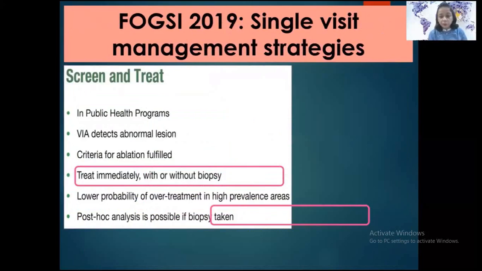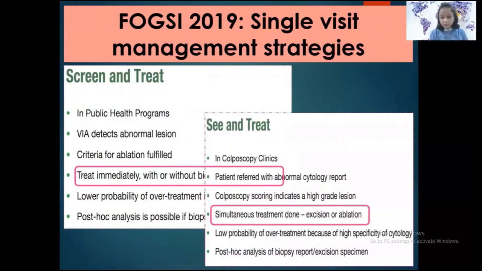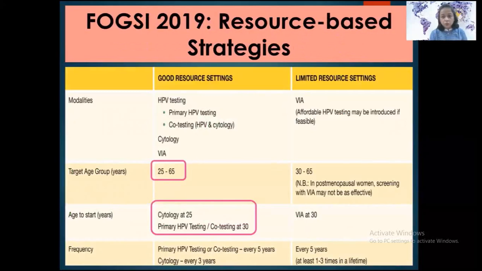So the recommended approaches are the screen and treat approach, where based on a positive screening test, treatment is administered, and see and treat approach, where in the first setting itself, colposcopy is done and simultaneously treatment is administered to the patient. So based on the resources, the FOGSI recommends that you can use your own screening test like HPV, cytology or VIA. And for resource limited settings, VIA is the preferred modality. So the target age group they recommend is 25 to 65 if you have good resources, while you can start at 30 and continue up to 65 for resource limited settings.